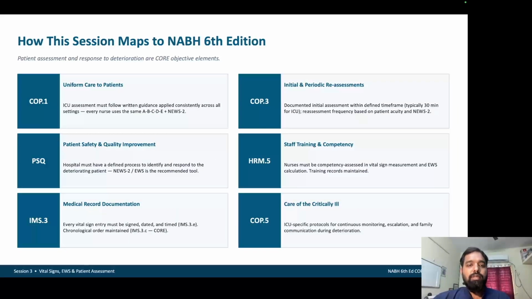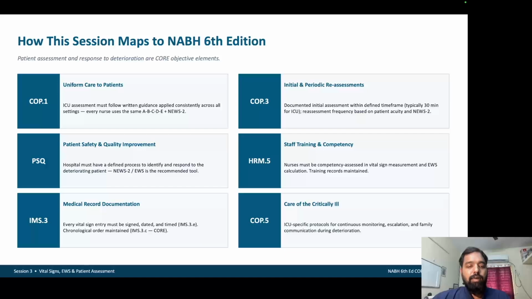So how does this session map to the NABH 6th edition? Uniform care to patients: the ICU assessment must follow written guidance applied consistently across all settings. Every nurse uses the same method of ABCDE plus NEWS 2 score and the PSQ method. The hospital must have a defined process to identify and respond to deteriorating patients. NEWS 2 and EWS is the recommended tool.